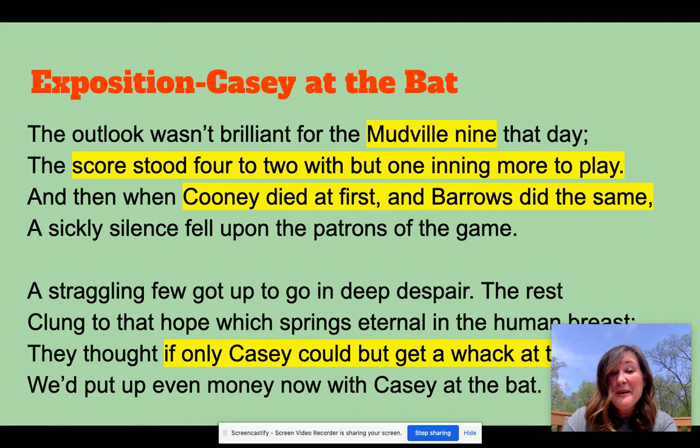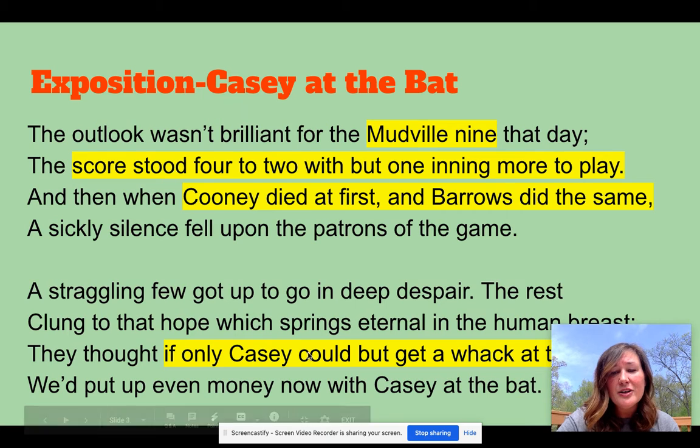And then when they get up, Cooney dies at first, and then Barrows did. So we've got 2 outs, and we are at the bottom. Here we go. Here's our problem. And we're even let into what the audience is thinking, that they think, oh, if only Casey could get up to bat and he could hit it, then we would have a chance. And so that's when we're introduced to our main character, Casey.